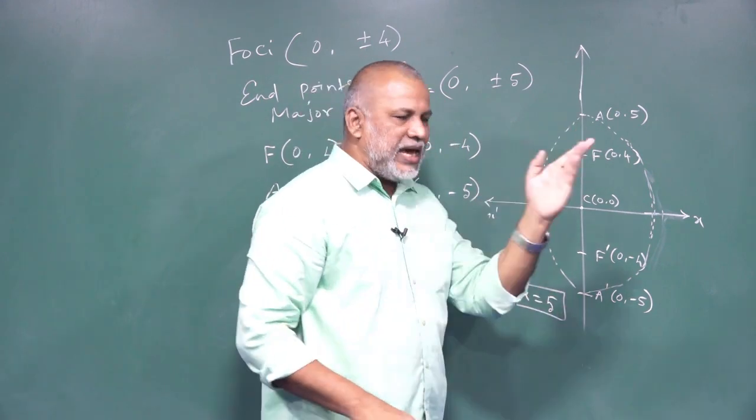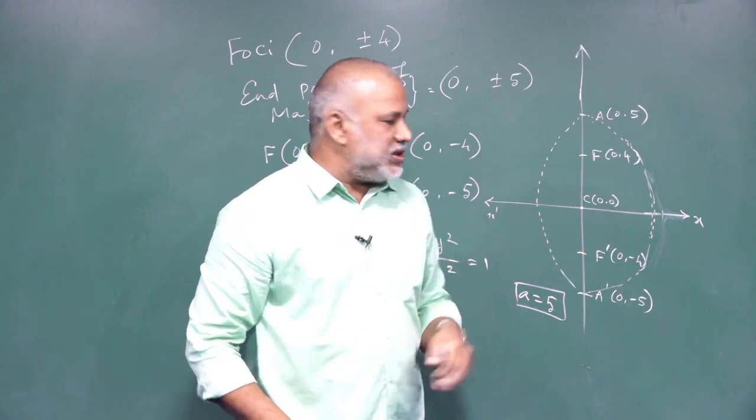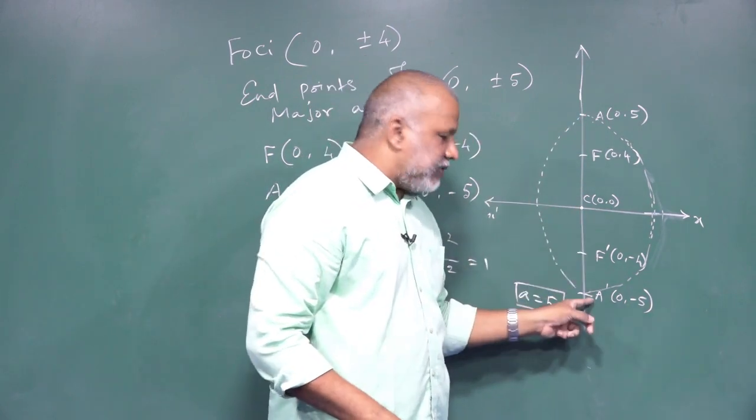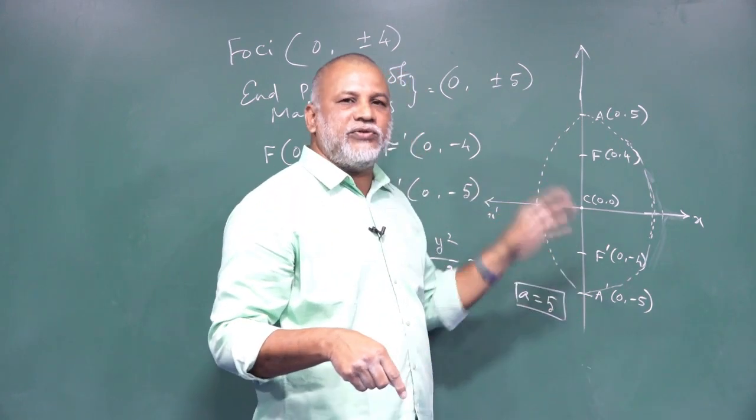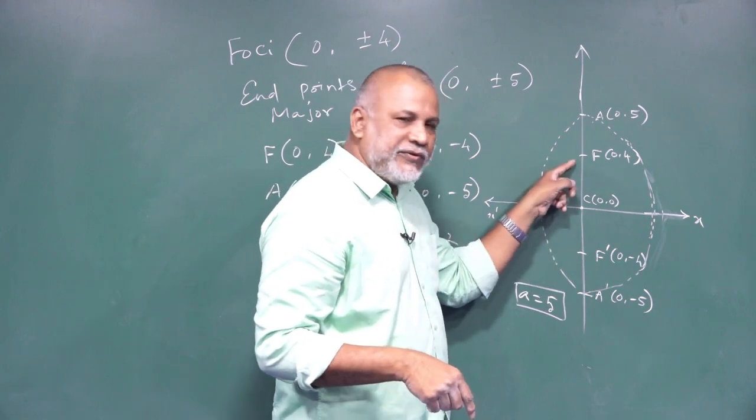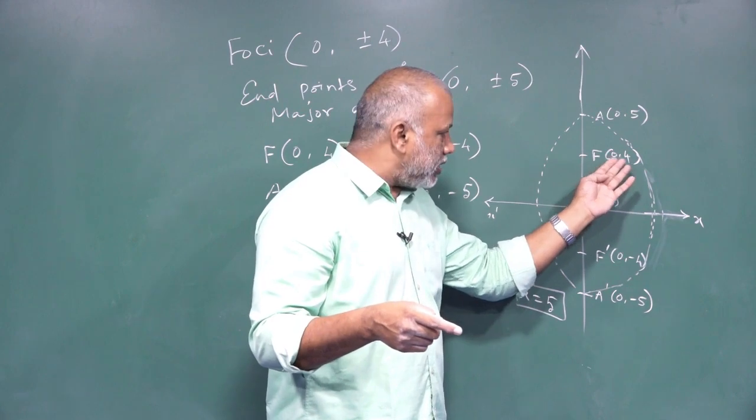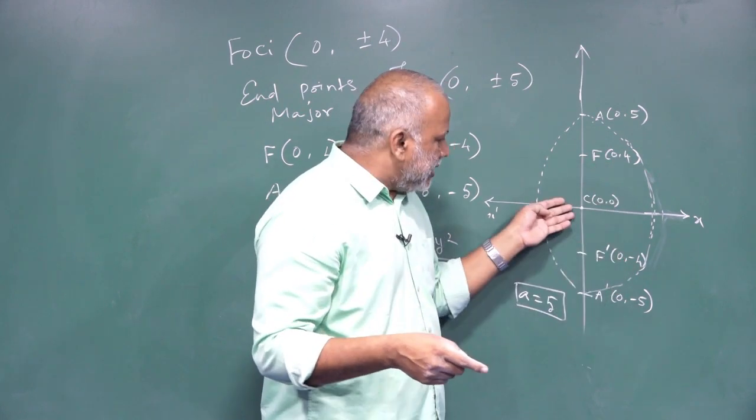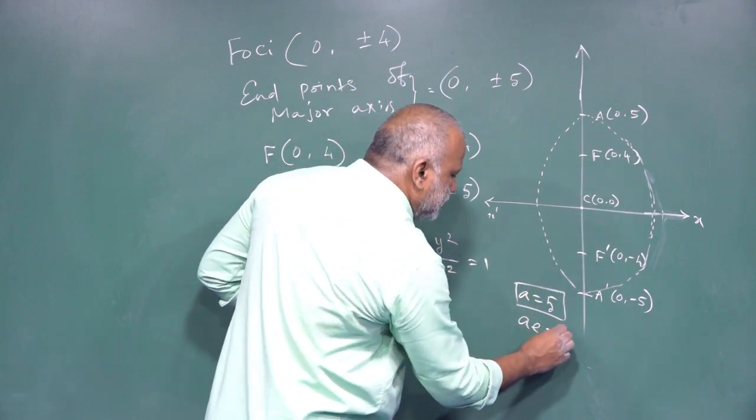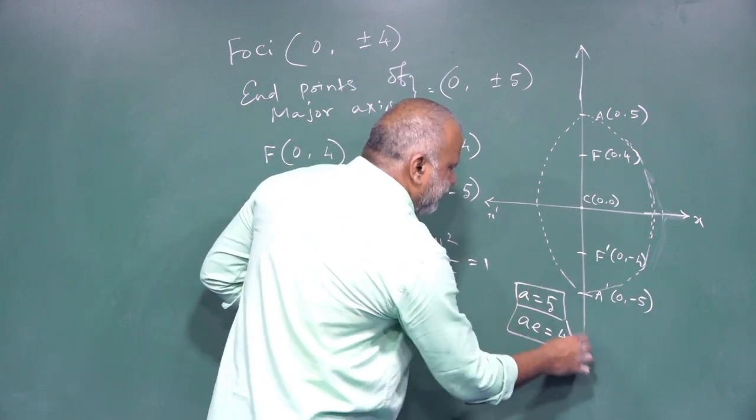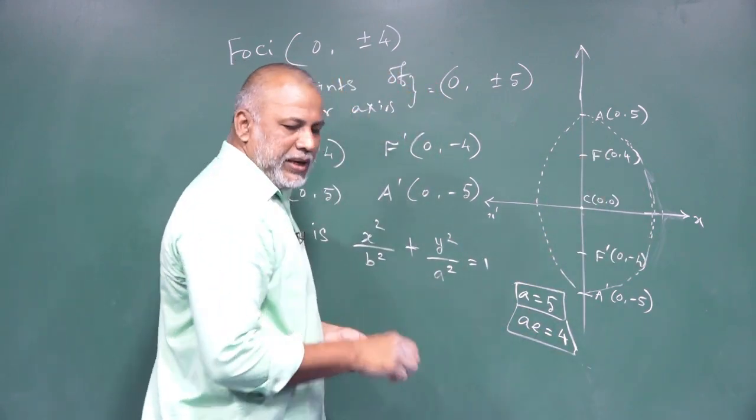CA equal to CA dash equal to a. Yesterday we discussed the standard equation. CA must be equidistant from CA dash. This distance is small a, that is a equal to 5. Now, what is the value of CF? F and F dash are the foci. The focus values are (0, ae) and (0, -ae). Therefore, CF equal to ae. Here ae equal to 4. From C to F, that is called ae. ae equal to 4. Now we need b squared.